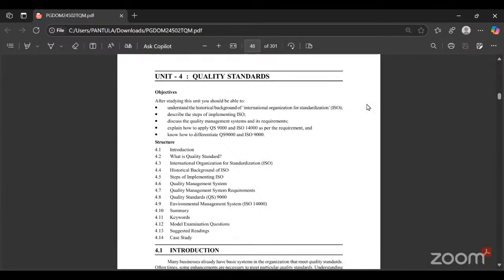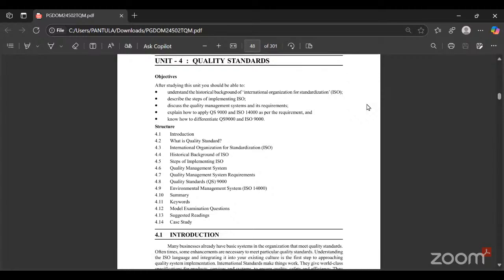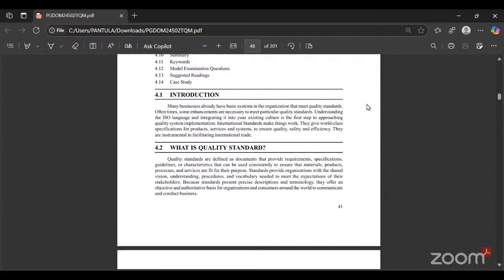Next, we'll quickly move on to the fourth unit, that is quality standards. What is meant by quality and standard? Why do we need to understand the quality standard? What is meant by quality standard?